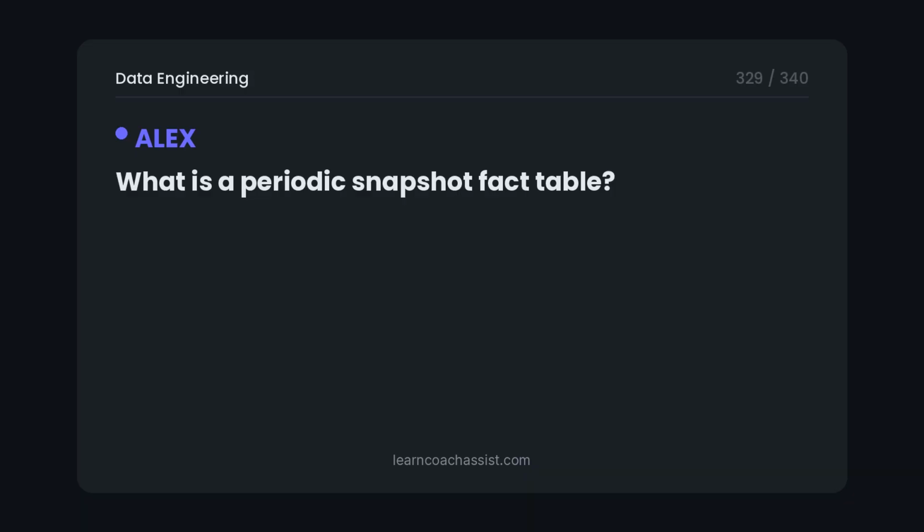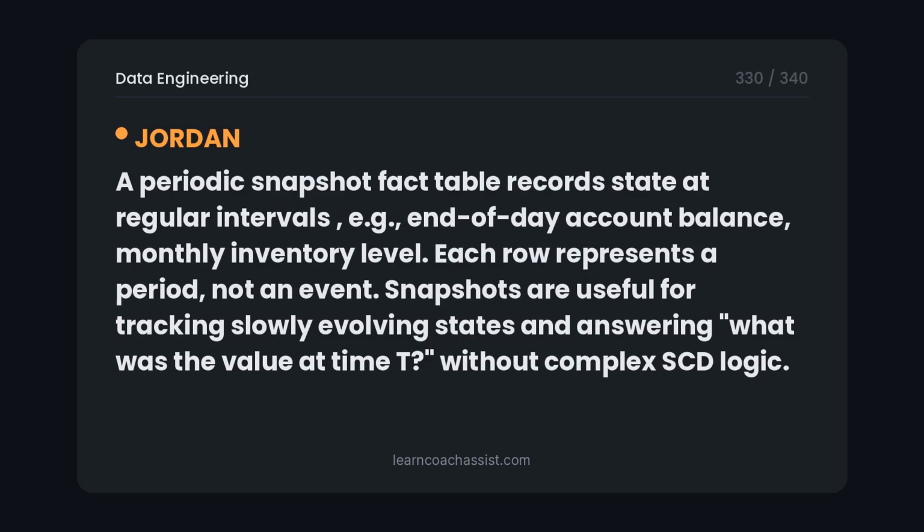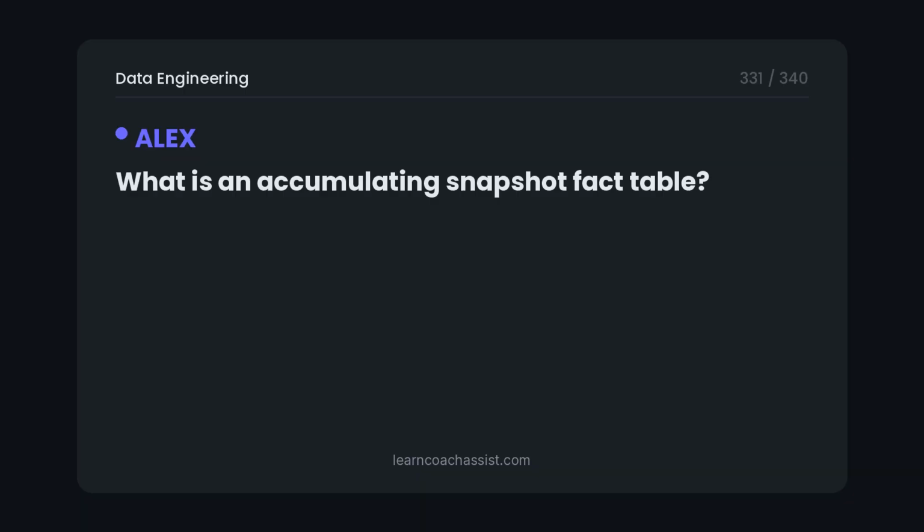What is a periodic snapshot fact table? A periodic snapshot fact table records state at regular intervals, e.g., end-of-day account balance, monthly inventory level. Each row represents a period, not an event. Snapshots are useful for tracking slowly evolving states and answering what was the value at time t, without complex SCD logic.